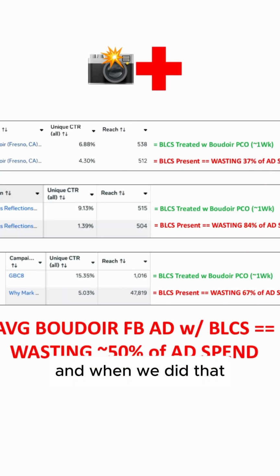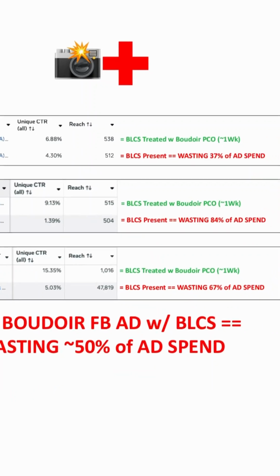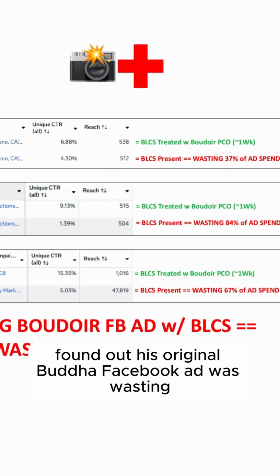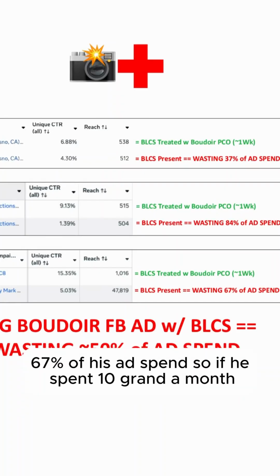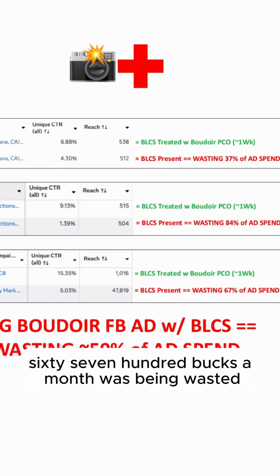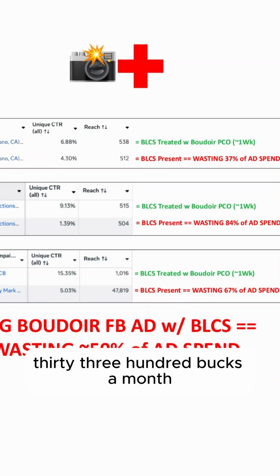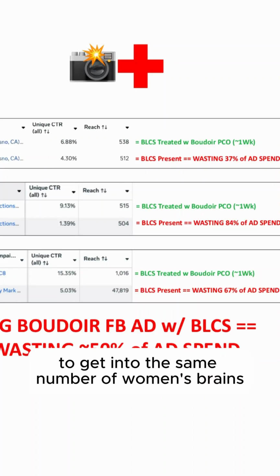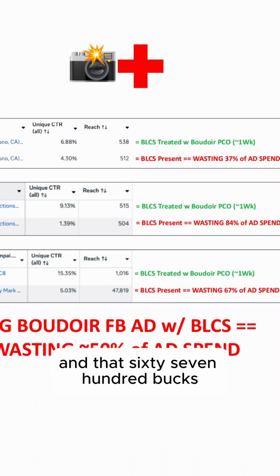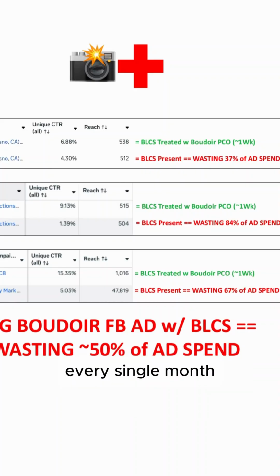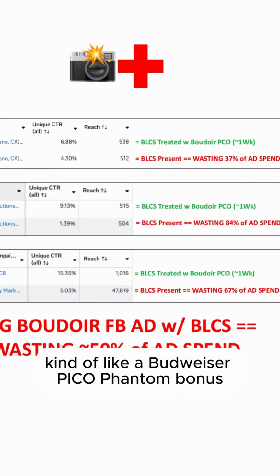And when we did that, we actually found out his original Boudoir Facebook ad was wasting 67% of his ad spend. So if he's spending 10 grand a month, $6,700 a month was being wasted. So now he only needs to spend $3,300 a month with his Boudoir Pico treated ad to get it into the same number of women's brains. And that $6,700 he no longer has to spend. He pockets it every single month. Kind of like a Boudoir Pico phantom bonus.